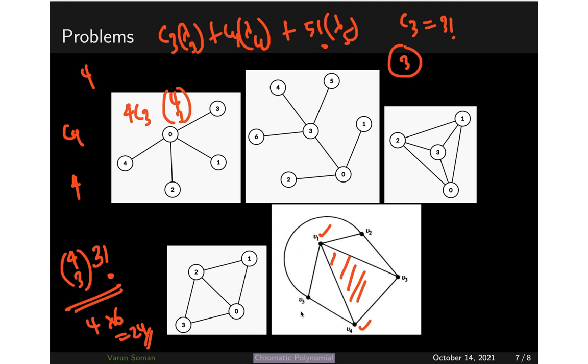So two options are available for this V5, because V5 is already adjacent to this triangle. V5 could now be given the color of this V3. All three colors have been used now. It could either be given the color of V3 or the unused color. Because four colors were there and only three were used up, that unused color also could be used there. So two options are available for this V5.